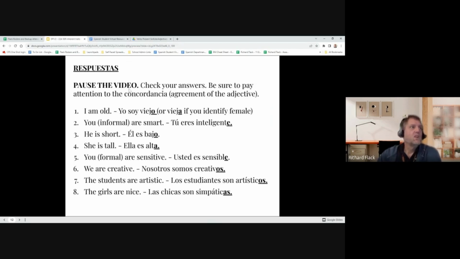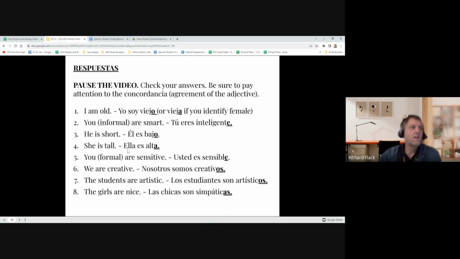Okay, so let's check your answers. Be sure to pay close attention to the concordancia, the agreement of the adjective. I am old. Yo soy viejo. Or if you identify as female, you would write yo soy vieja. You, informal, are smart. Tú eres inteligente. Inteligente is a neutral, so it could apply to male or female. He is short. Él es bajo. So we've got él, masculine form of the adjective bajo.